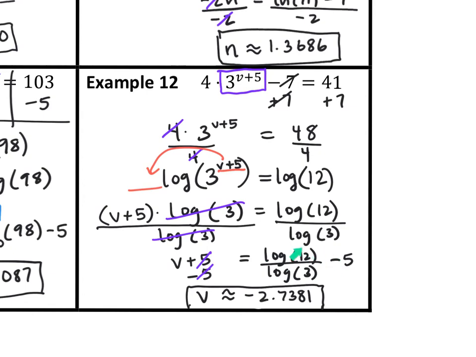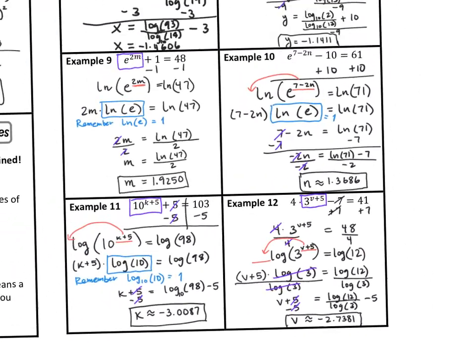So again, what we want to type is this fraction minus 5. We want to type log 12 over log 3 minus 5 in the calculator and see if we get this answer. So let me zoom out here.